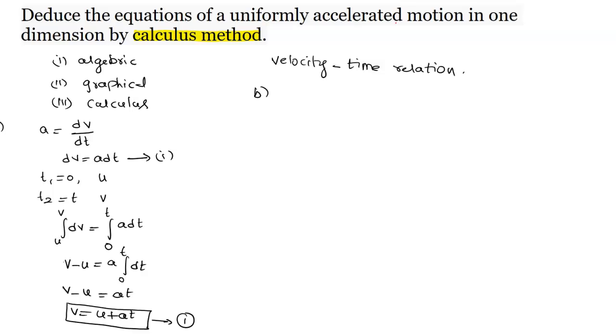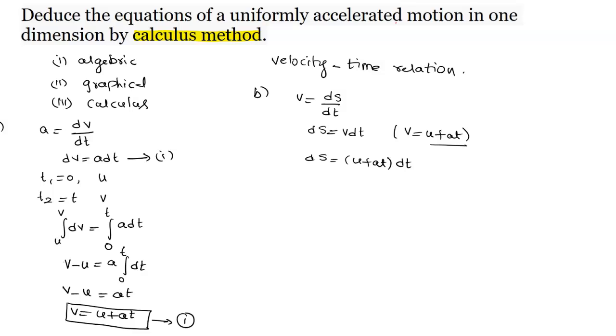second equation. The definition of velocity is the rate of change of displacement. We can rearrange the equation: ds is equal to v into dt. From the first equation of motion, v is equal to u plus at. This value is substituted here, therefore ds is equal to u plus at into dt.